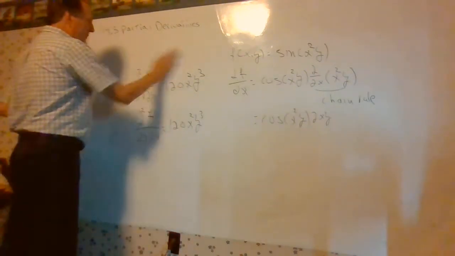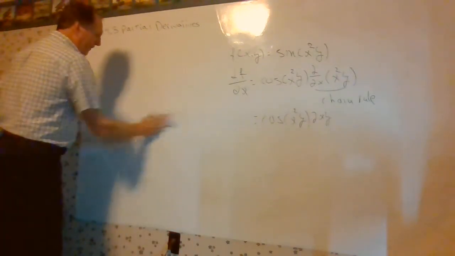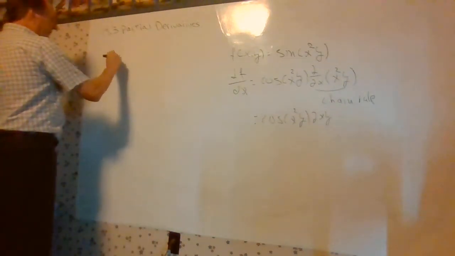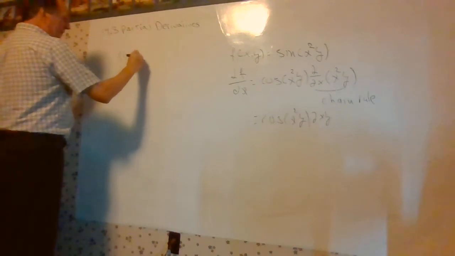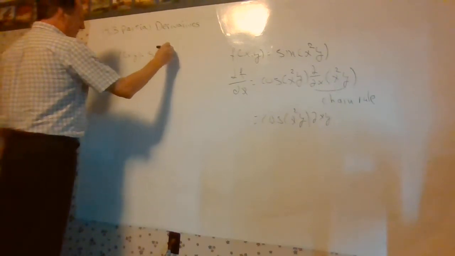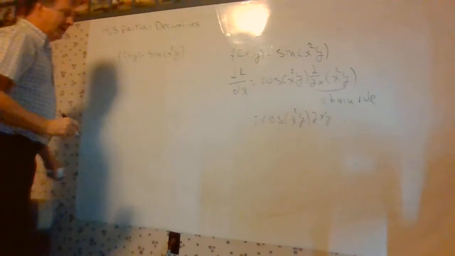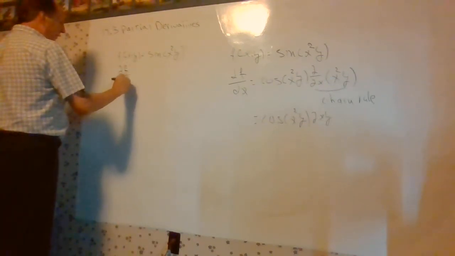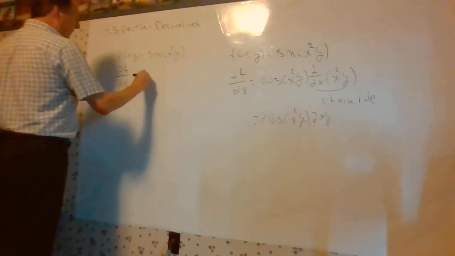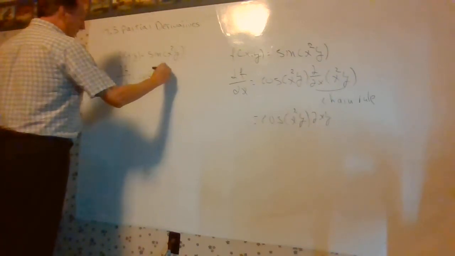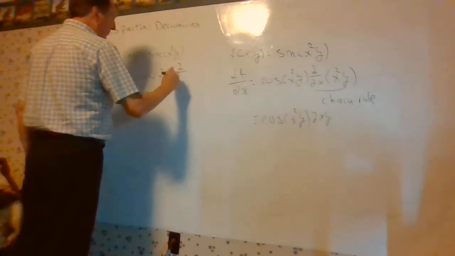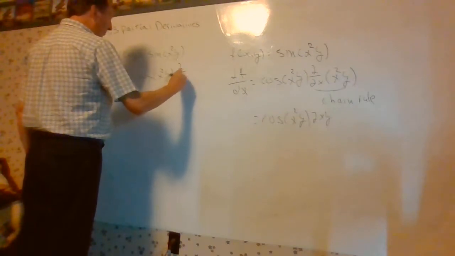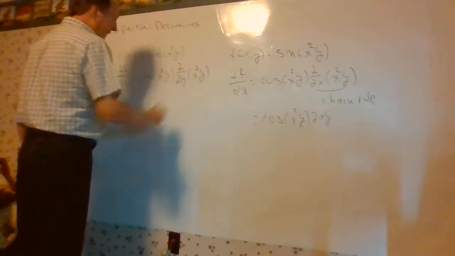And let's look at a few more derivatives. This is a good review of all the basic rules from Calculus 1. And let's suppose f of x, y equals sine x squared y. And we want partial of f with respect to y. Well, that's simply going to be cosine x squared y times partial with respect to y of x squared y.